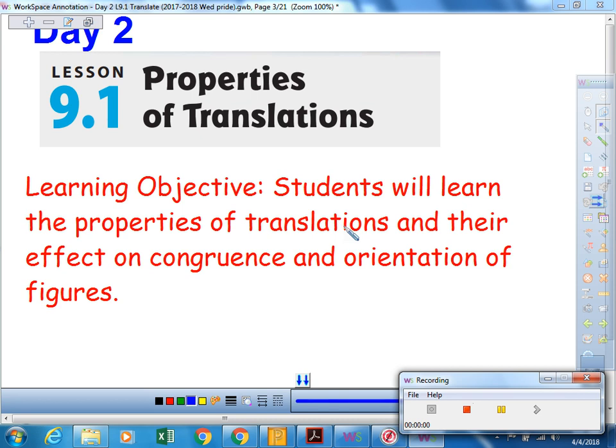Day 2, take 2. We're going to draw a translation.